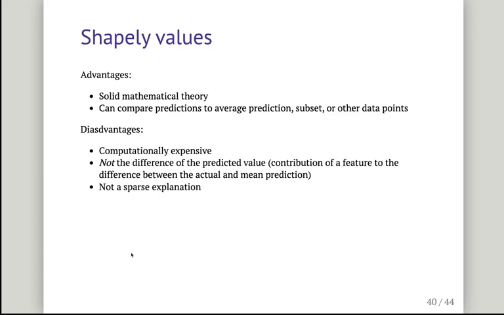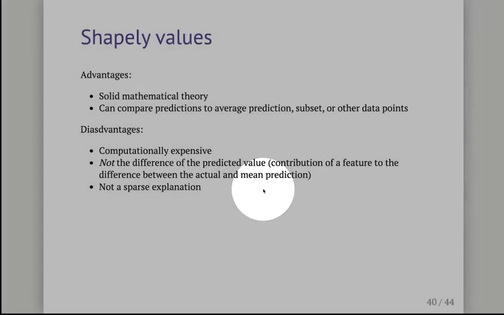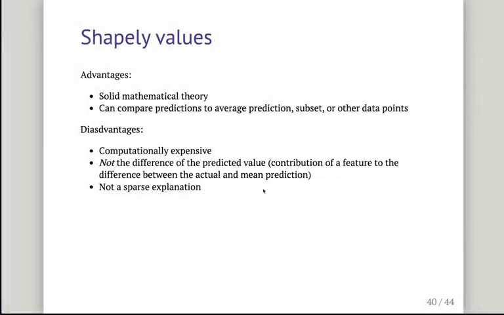There is a disadvantage here that comes from interpretation. Specifically, these are not the difference of the predicted value or the contribution of a feature to the difference between the actual and mean prediction. So they're not interpreting that specifically. It's a measure of importance more than anything else. That means that these explanations are not simple.